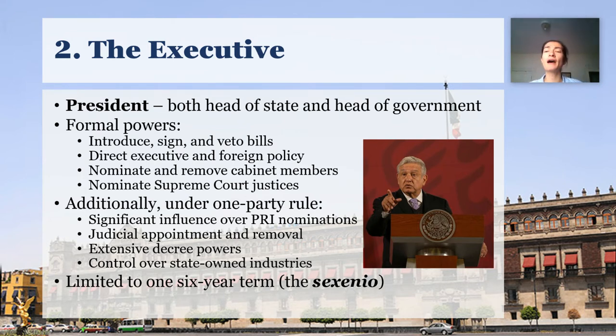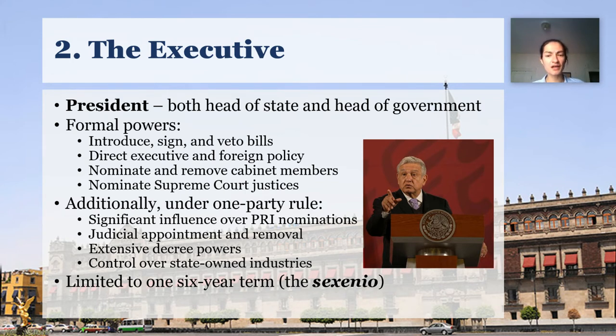And so that rule of no re-election, consecutive or otherwise, has been obeyed pretty consistently throughout Mexico's post-revolutionary history. I think there's only one president who has been non-consecutively reelected, and the Constitution was amended immediately after that to make it impossible to do again.